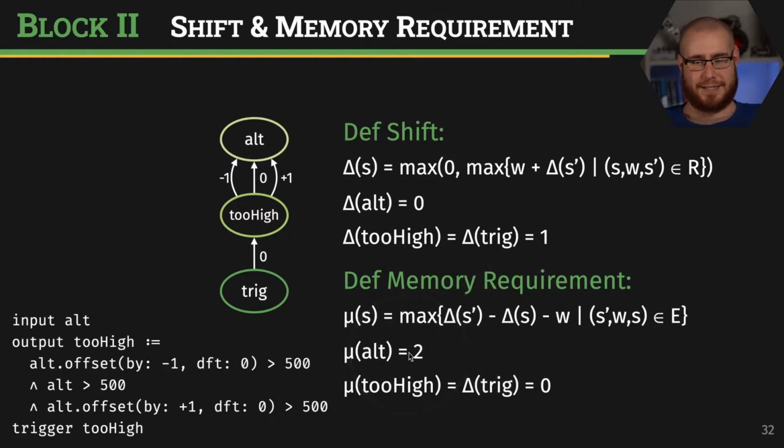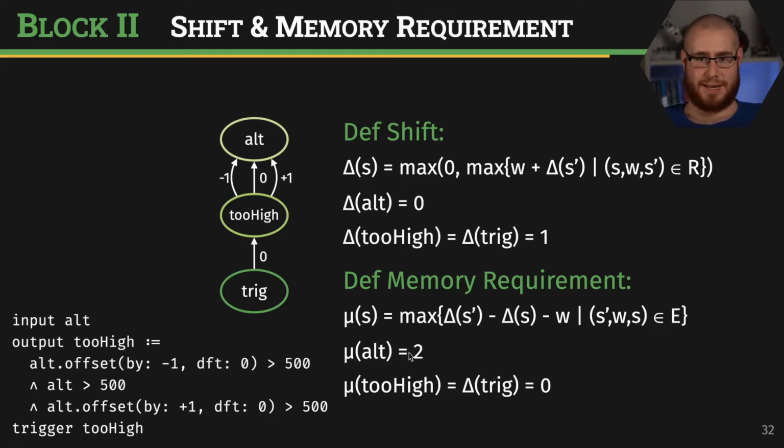And once again, this makes intuitive sense because we need to access 3 different values of the altitude for the computation of too high. And since we only have to process 2 values, because we get 1 new value, we compute something, we can evict one of the 3 values and keep the remaining 2. So the memory requirement is also just 2. Okay, taking care of the shift in the memory requirement is important.